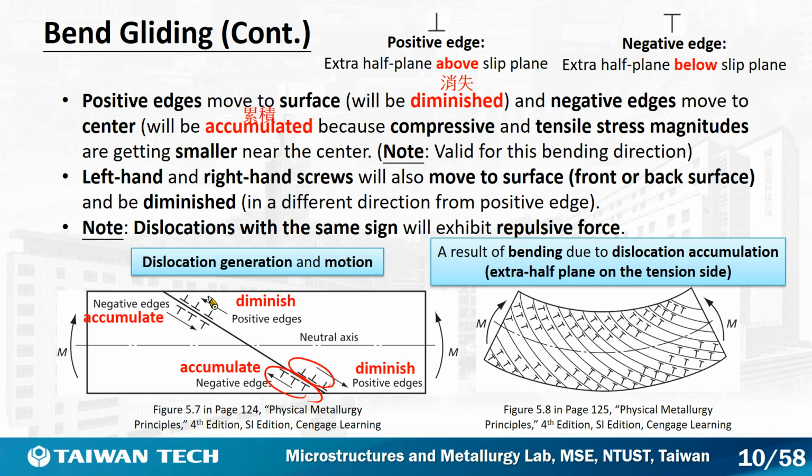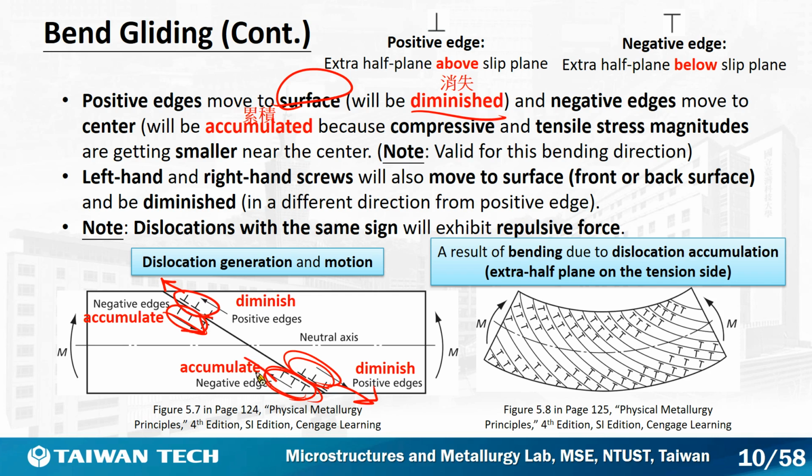So let's talk about it one by one. For this one, this is positive edge. It will go to here. This is the surface. So when you go to the surface, it will be gone, diminished. How about this one? Positive edge, go to surface. And this one, negative edge, it will go to the center.